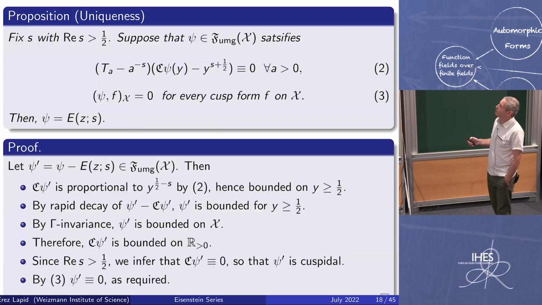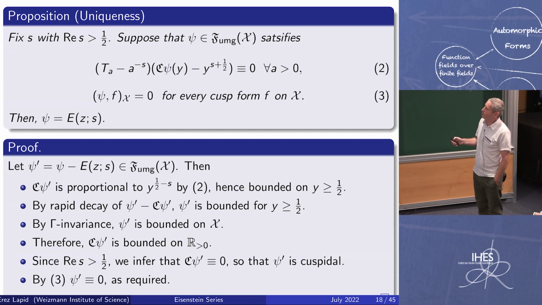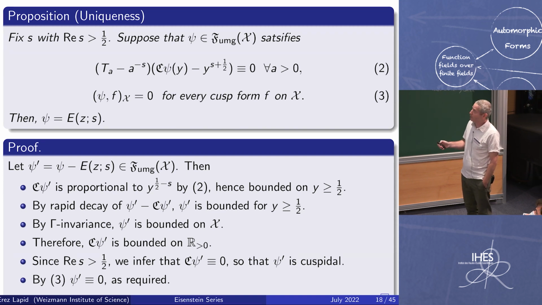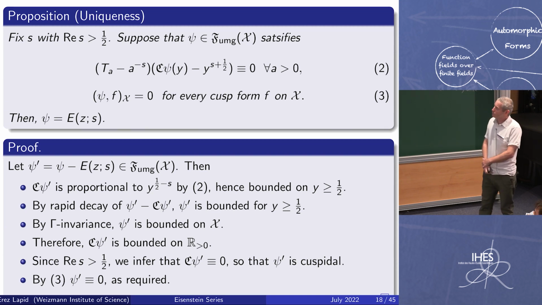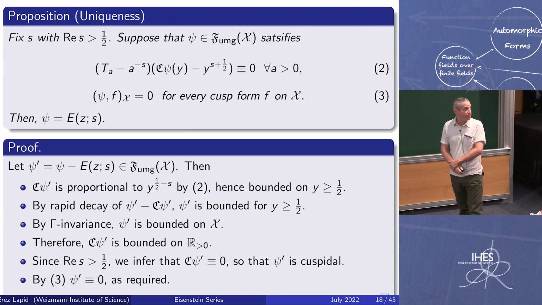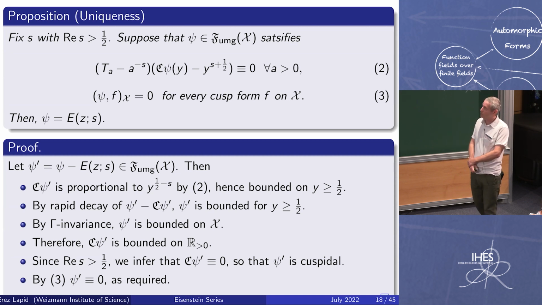The claim is that if I have a function of uniform moderate growth on H mod gamma, and it satisfies these two conditions, so this one says that it's orthogonal to all Cas forms. This one says that the constant term is y to the s plus half plus something times y to the minus s plus half. The TA involves normalization here. The claim is that if I'm in this region, then this must be the Eisenstein series. So these are just the two last equations that I rewrote, and the conclusion that I get the Eisenstein series as the unique solution.